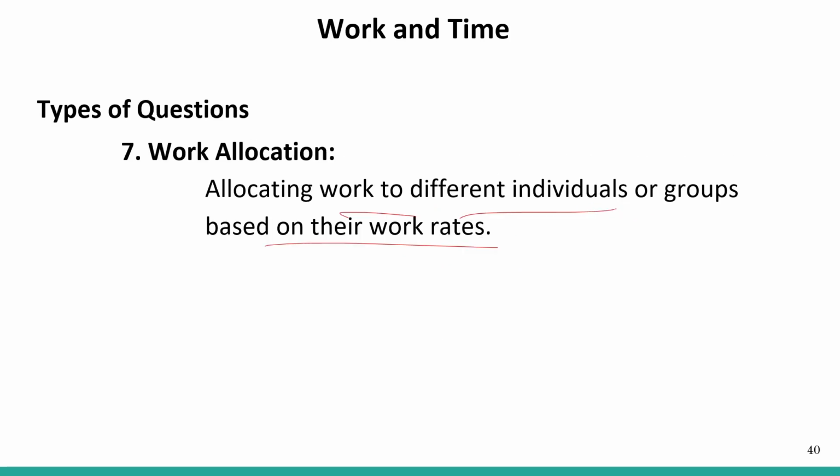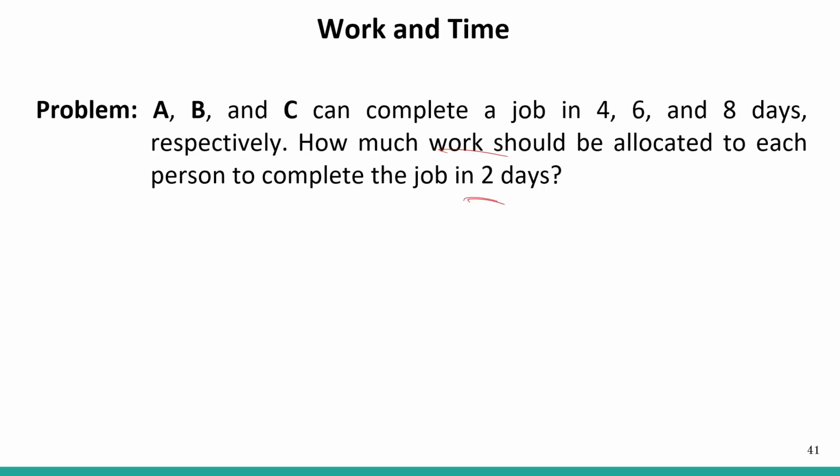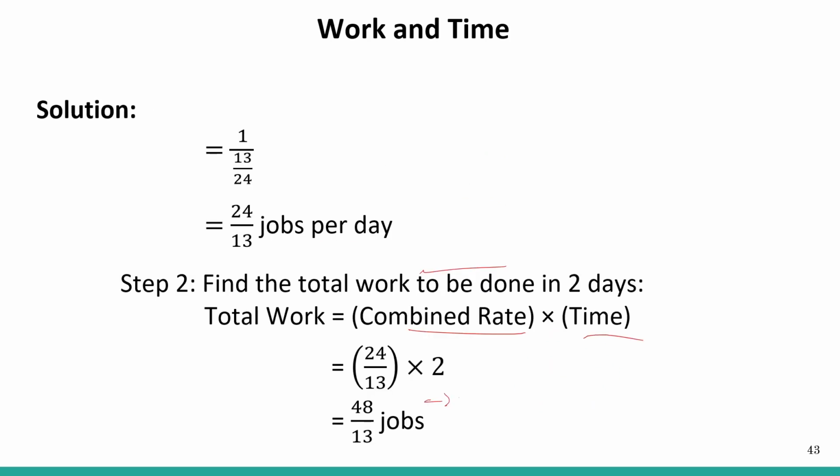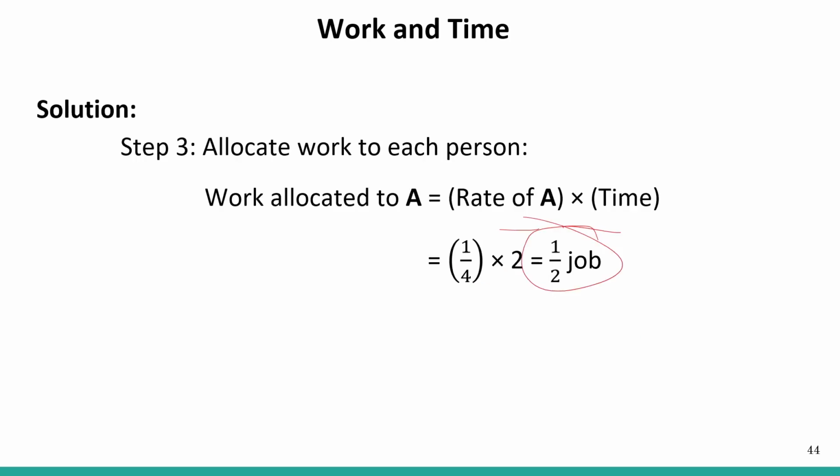So work allocation: allocating work to different individuals or groups based on their work rates. Okay, let's see an example. If A, B, C can complete a job in 8, 6 and 4 days respectively, how much work should be allocated to each person to complete the job in 2 days? So calculating their combined work rate: 24 by 13. So this much amount of job per day. So find the total work to be done in 2 days. Total work is equal to combined work into time. So 24 by 13 into 2 is equal to 48 by 13.